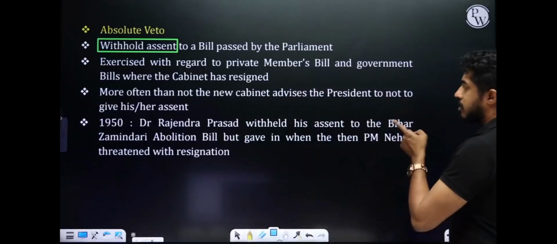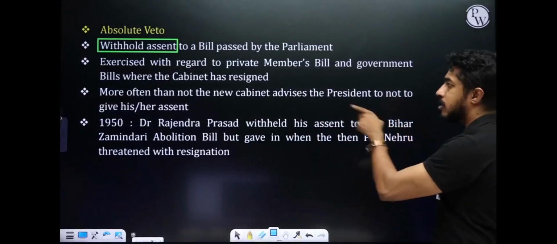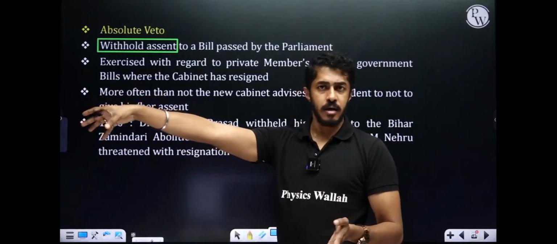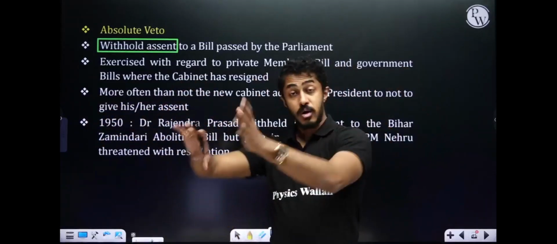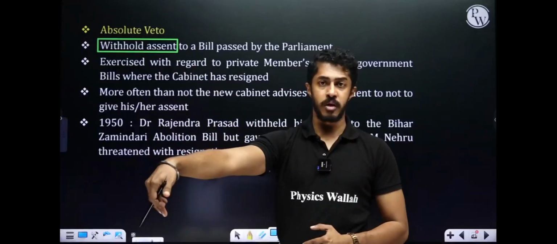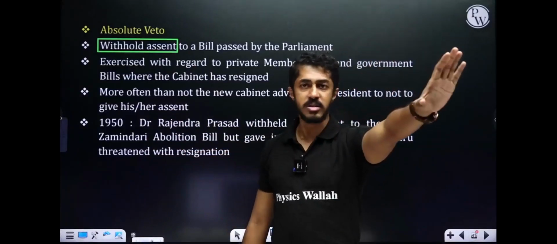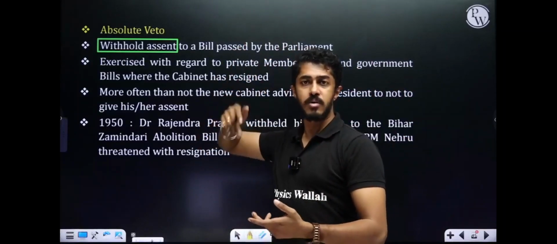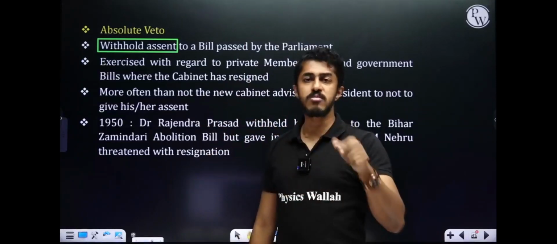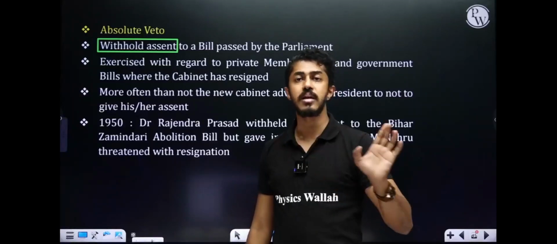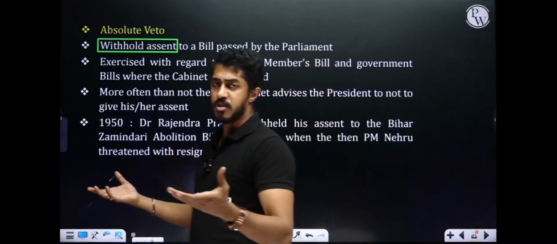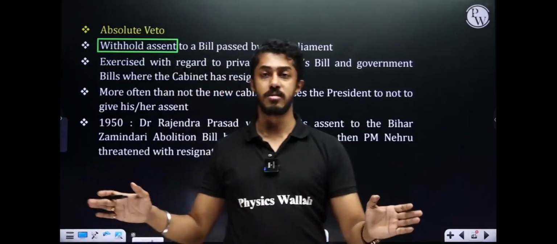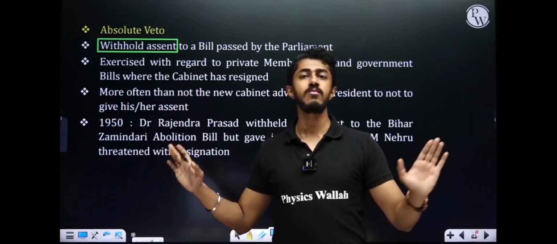More often than not, the new cabinet will advise the president to not give his or her assent. True. New government has come. The old opposition is the new government today. So they will be like, hello, president, don't sign anymore. We are telling you. So president will be like, but old government told me to sign. New council of ministers will say, sorry, nothing doing. You are not signing at all. And as per the provisions of the constitution, president is bound to act according to the aid and advice of the council of ministers. So president won't sign.